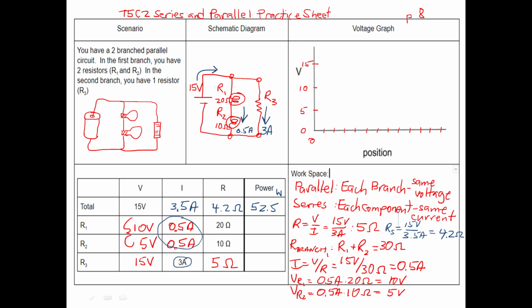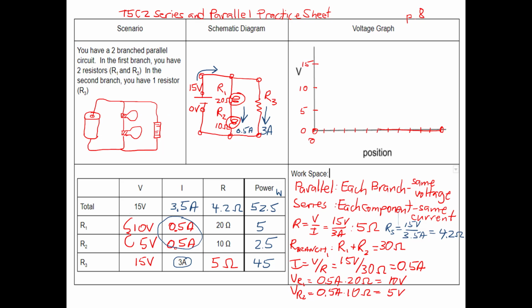For R1, 10 times 0.5, I have 5 watts there. For R2, 5 times 0.5, I have 2.5 watts there, and 15 volts times 3 amps is 45 watts there. So 45 plus 2.5 plus 5 equals 52.5. Works out well. For the final section, let's take a look at the voltage versus position graph.